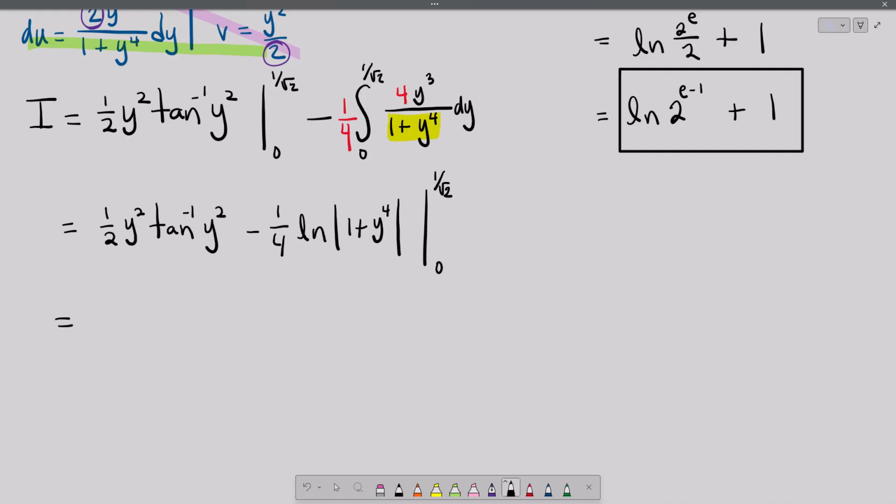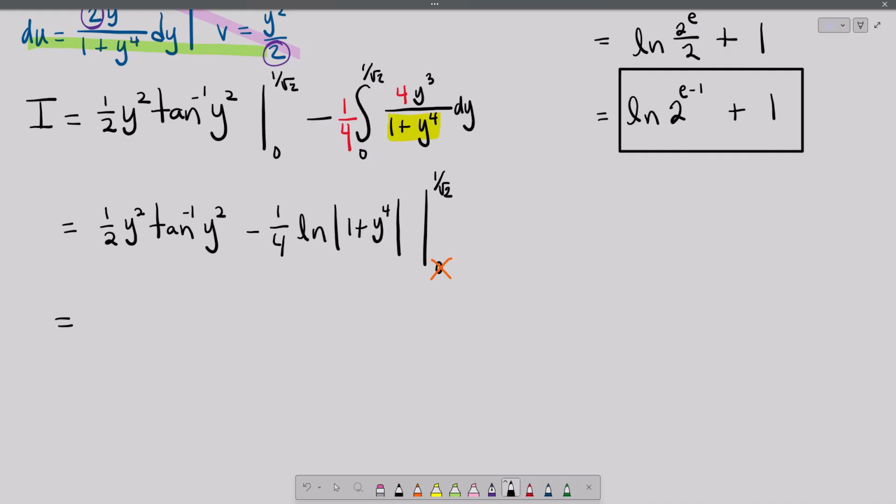First let's just observe that if we plug in 0, we get nothing. Let's just get that off the table. If we plug in a 0, arctan of 0 is 0, 0 squared is 0, so that's 0. Natural log of 1 plus 0 is natural log of 1, which is also 0. So we can ignore this thing. It's not going to contribute anything other than 0. So we really just have to focus on that.